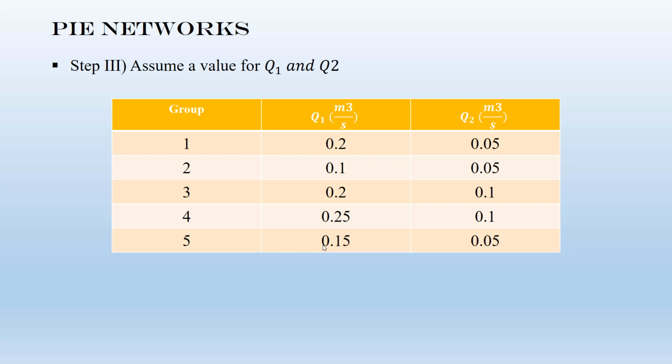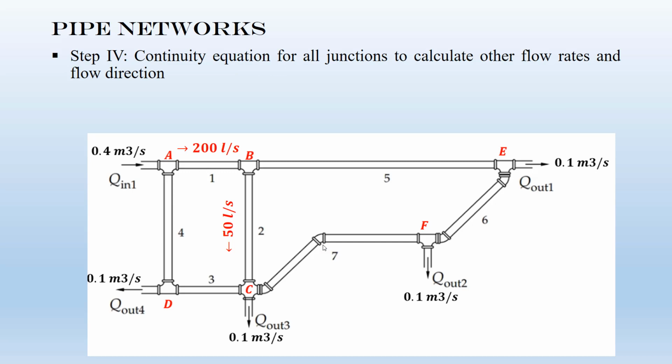So now we have Q1 and Q2. The next step is to write the continuity equation for each junction, based on my assumption. If you write the continuity equation for each junction, you can find both the volumetric flow rate and the flow direction in all pipes.